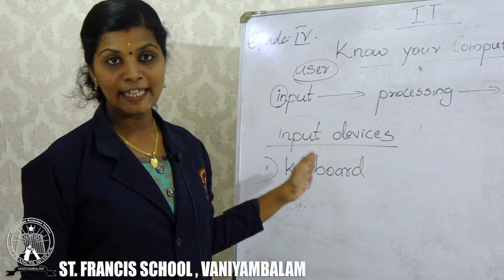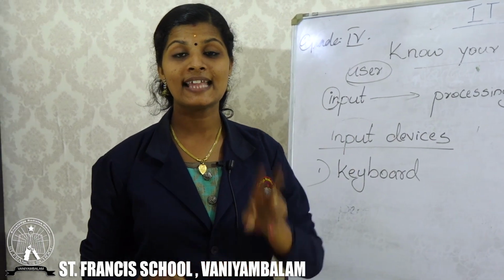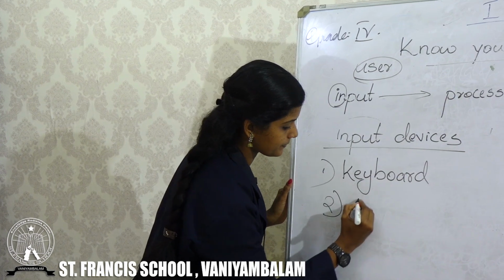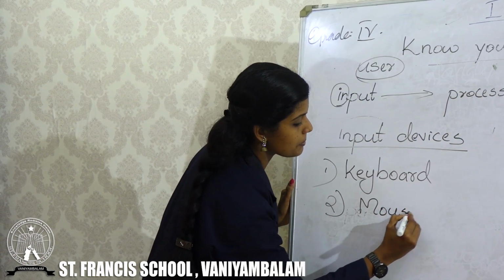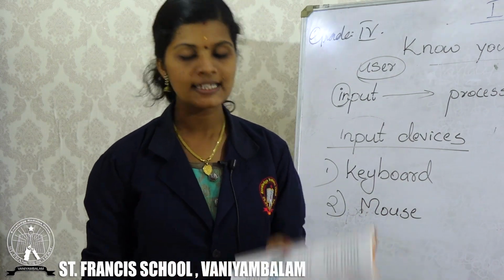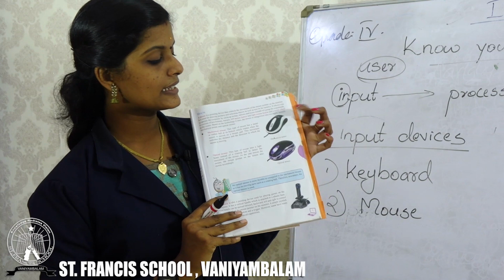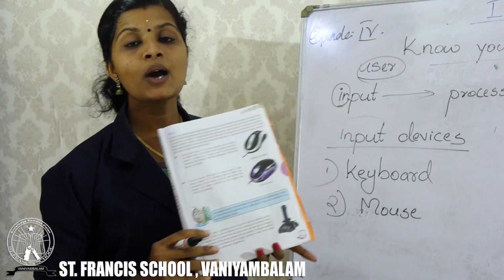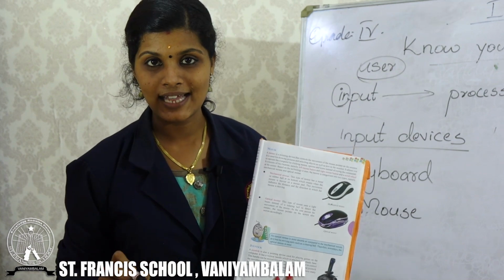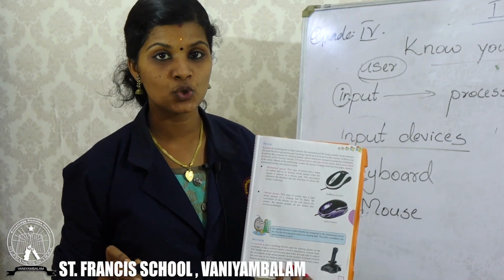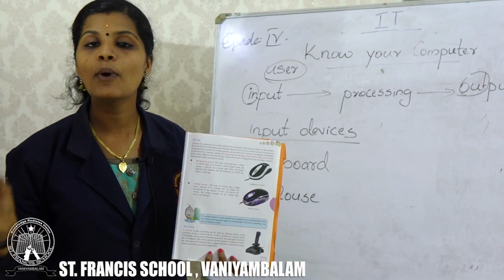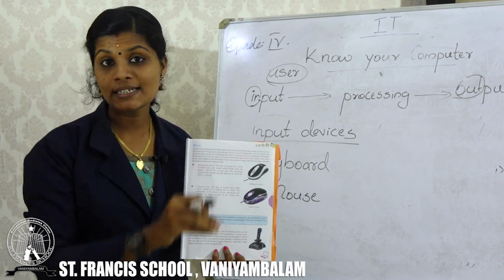So we discussed input device. Now we are going to discuss the second input device, that is mouse. Mouse is the second device we are going to discuss. In page number 3, you can see the picture of a mouse. So mouse is a pointing device. Mouse is a pointing device, and this helps us to point at objects or draw pictures on the monitor. Mouse is a pointing device.